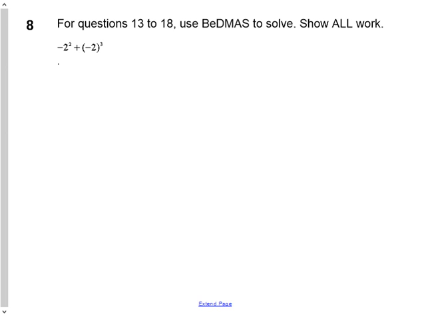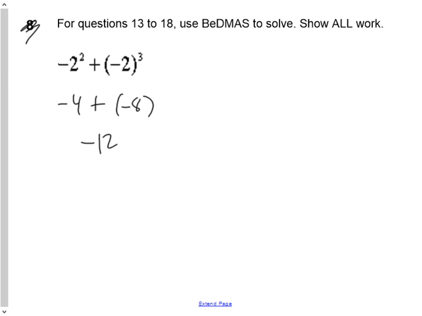Question 8, or whatever it is, 13, excuse me. It says use BEDMAS to solve. So we have negative 2 not in brackets squared, which would be the opposite of 2 squared, which is negative 4, plus negative 2 in brackets cubed, or the power of negative 2 cubed, which would be negative 8. So I'm looking for that for 1 point. And finally, a simplification to negative 12 is worth another point. So that was worth 2 points for that question.